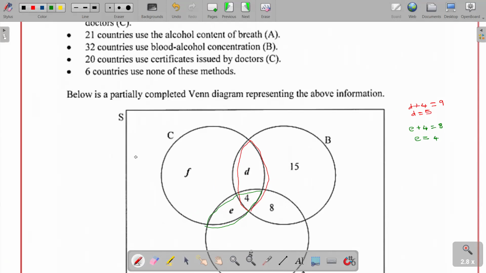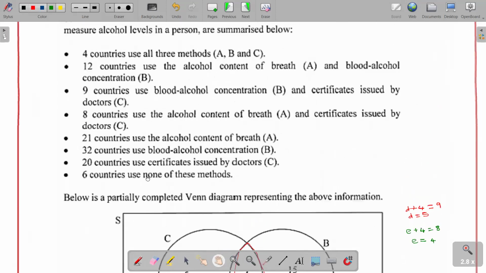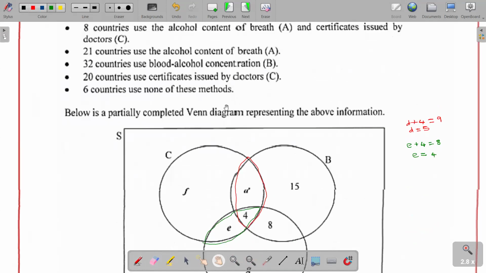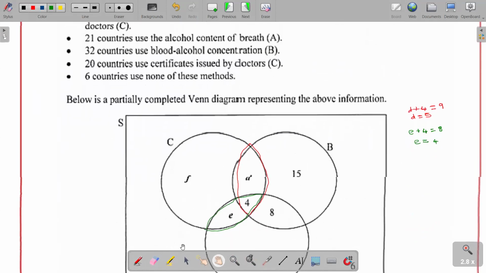there is F. If you check, it's in this part C. So what are we going to do? We have to go to the data. What are they saying about C? They said 20 countries use certificates issued by doctor. And the part which is having certificates issued by doctor is here, in other words, the whole circle for C there.